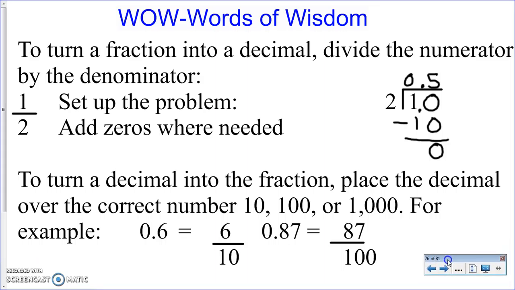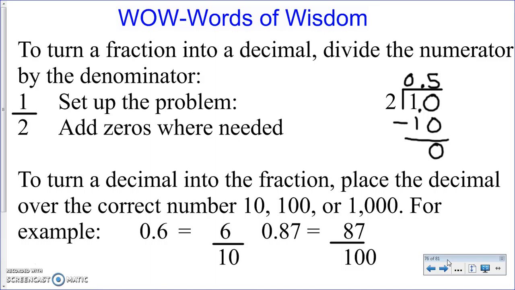Continuing on, we're going to look at how to turn a fraction into a decimal and decimals into fractions. So to turn a fraction into a decimal, divide the numerator by the denominator. So to take 1/2, you set up the problem. The numerator always goes in the house. The denominator is always outside the house. 2 doesn't go into 1, so we put a decimal. We add a 0. 2 goes into 10 5 times, so 1/2 is 5/10.